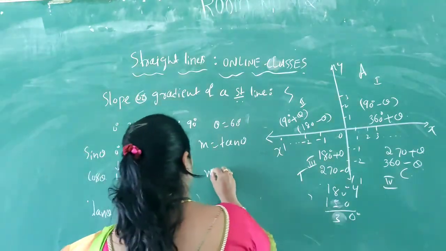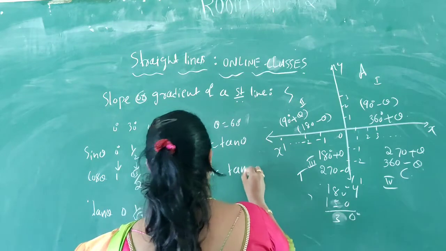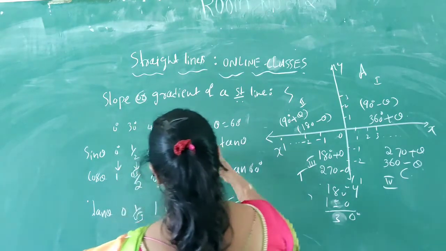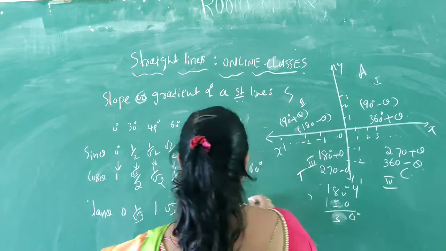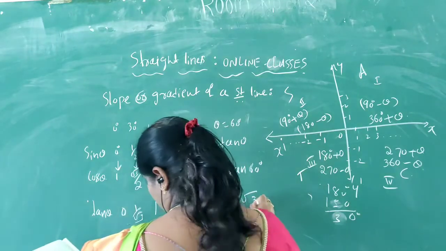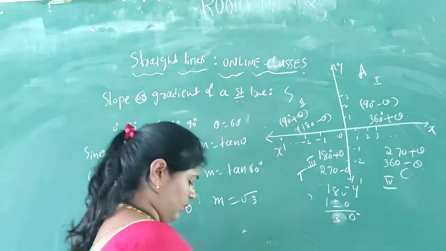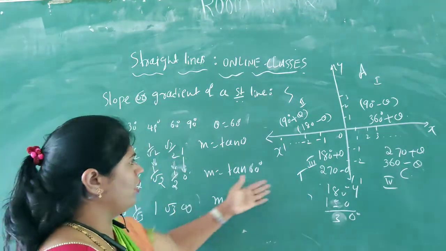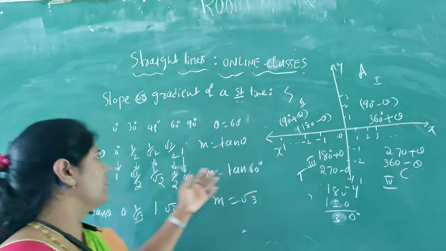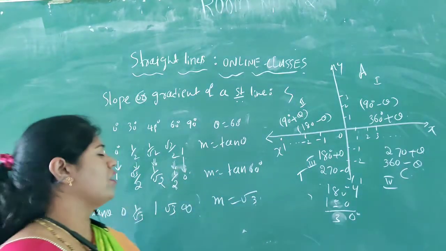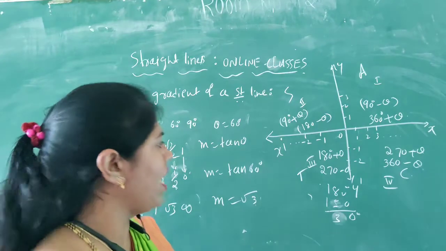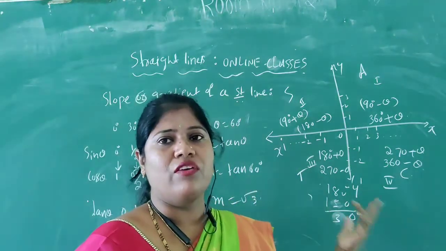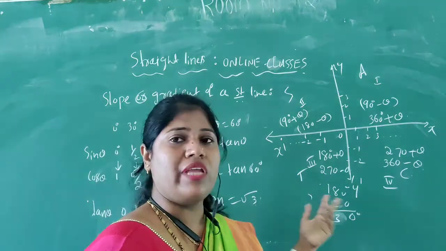So m is equal to tan theta, that is tan 60 degree. So m is equal to root 3. It's a direct question. If it is a direct question, there is no need to go for allied angles. You just remember the trigonometric functions of standard angles, then it is going to be easy. This is the method of finding the slope, m is equal to tan theta.